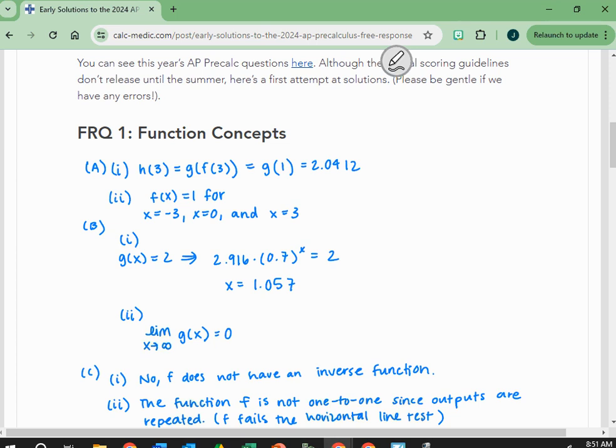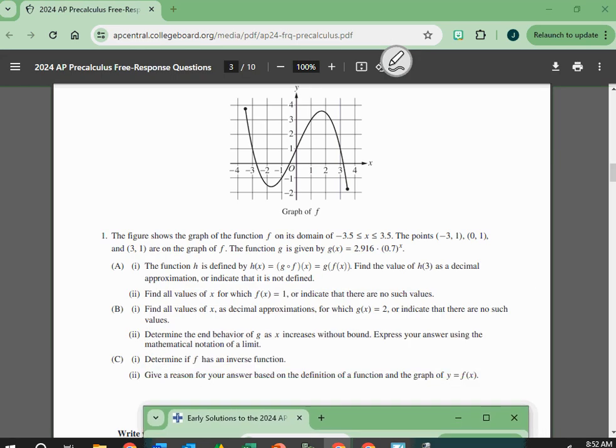This one was asking you to solve for x. Like, when did the g of x function equal 2? So that's just a calculator problem. You can do this algebraically, but I would have just graphed the two and looked where they intersected. I don't know what you guys did. And then the end behavior, I think, is what they were asking. Sorry, I don't have the question.